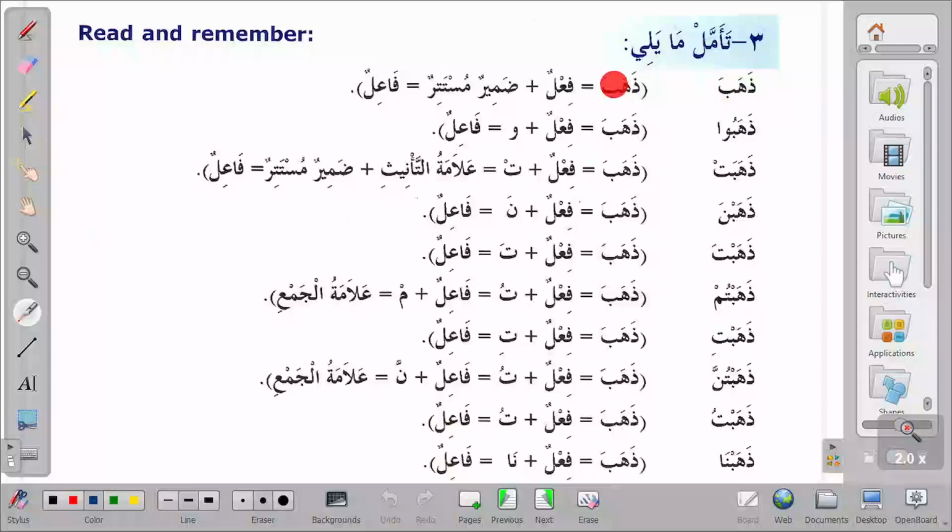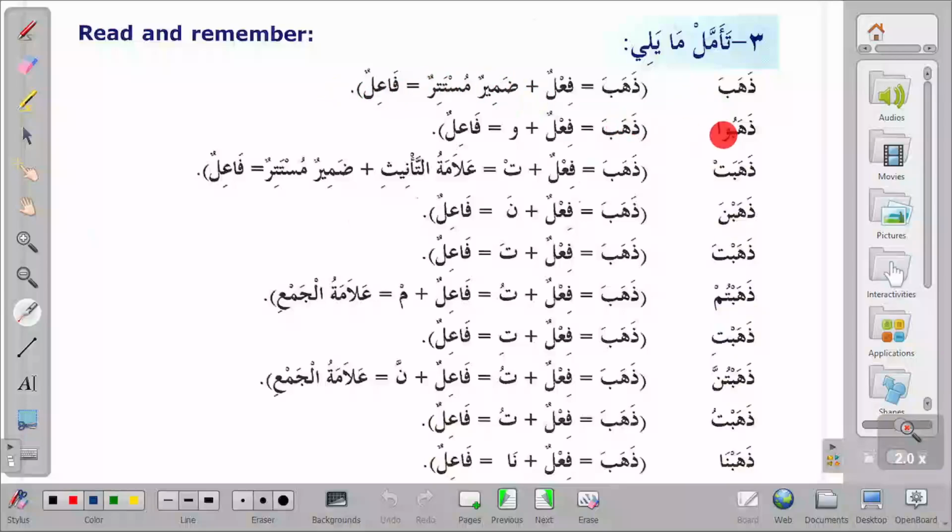So zahaba, we have the fi'l plus domirul mustatir. So it has a pronoun here, just that it is hidden. They just want you to assume that it is hidden, even though there is nothing there. So plus domiru mustatirun, it is equal to fa'ilun. And what they are trying to say is that the hidden pronoun is the doer. So zahaba is the verb plus the hidden pronoun, which is the fa'il, the doer. We say he went. He is the pronoun that does the verb, and it is hidden.